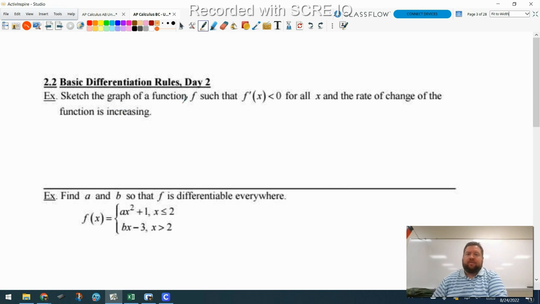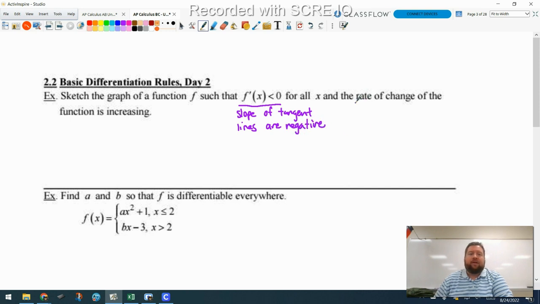All right, so sketch the graph of a function f such that the derivative f prime is less than 0 for all x, and the rate of change of the function is increasing. All right, so f prime of x is less than 0. Okay, so that means the slope is negative. All right, let's say slope of tangent lines are negative.